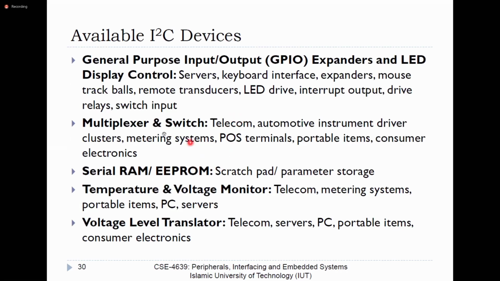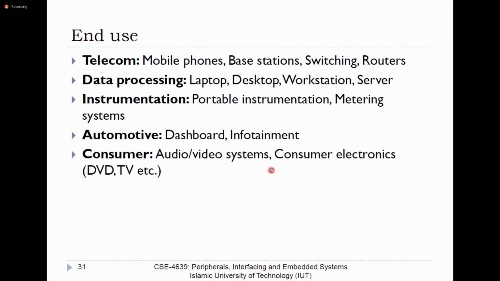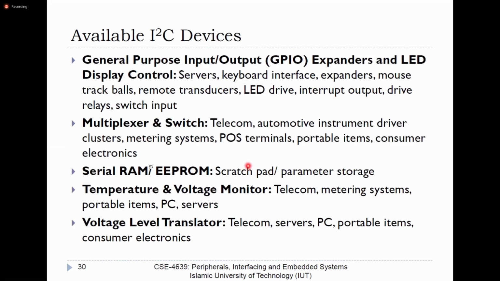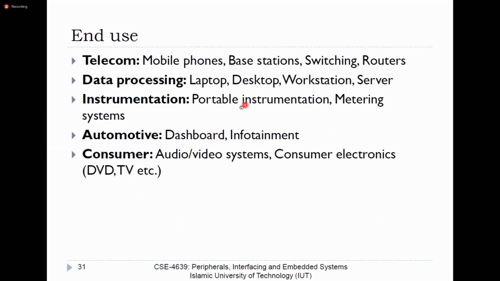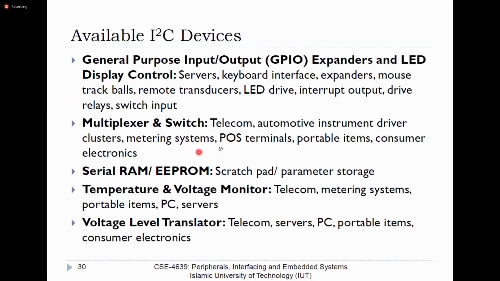So this is the theory. I'm just providing you the list. And finally, who are the users? The telecom operators, the data processing devices, the instrumentation devices, automotive devices, and consumer devices. Likewise, our TV and DVD are consumer products. These all use this sort of components, and this sort of components requires the inter-IC bus.